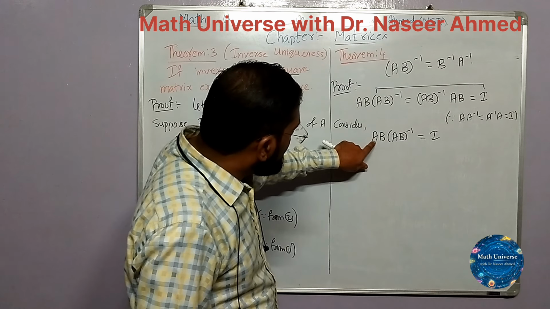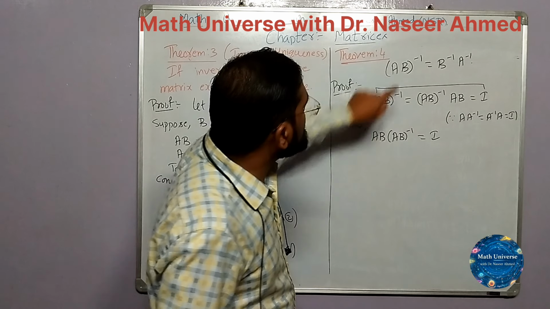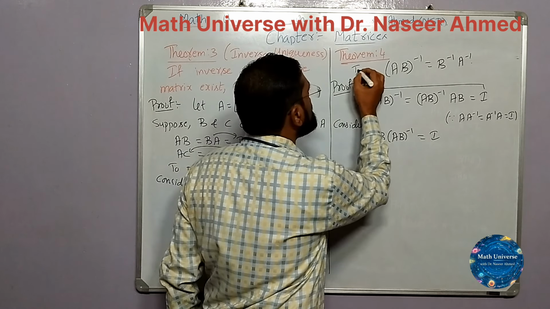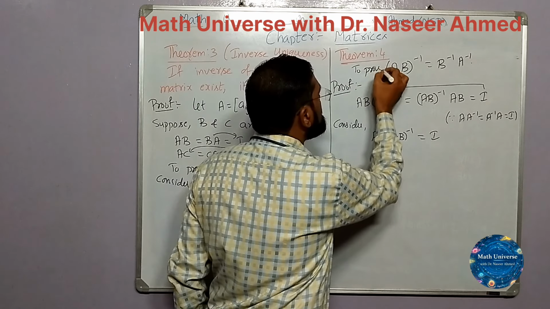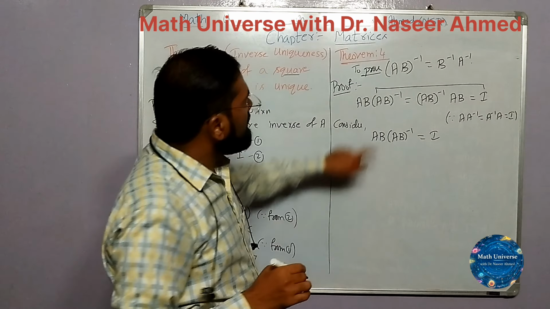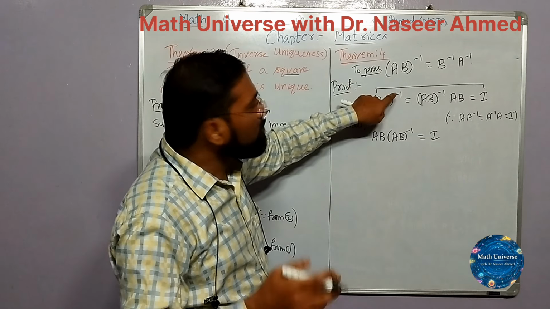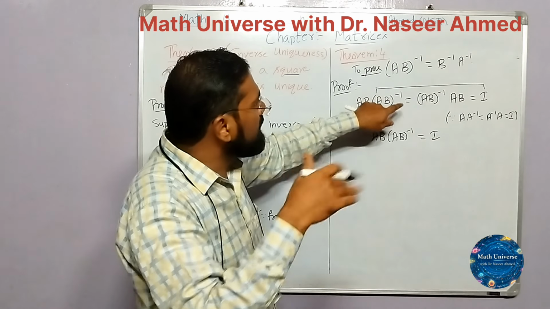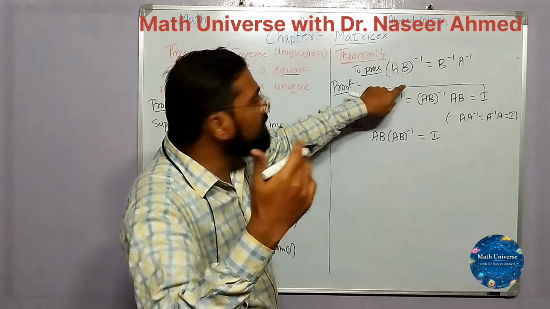Now here we have A. I want to prove this. To prove this, see, there are no matrices here. Now, how to get this inverse? We have to know how to solve the problem.